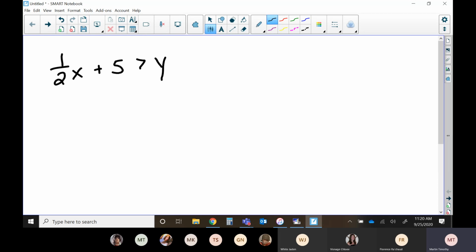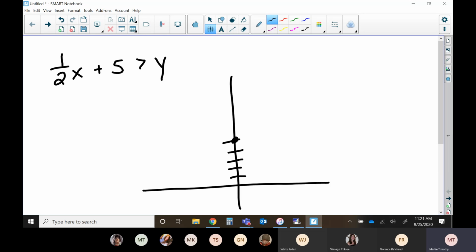And you graph this thing just like you do the linear. You are going to go 1, 2, 3, 4, 5. Does everybody see why I went up 5? Does everybody see why I'm going up 1 and over 2? But now I'm going to stop, because right here, I need to decide something.